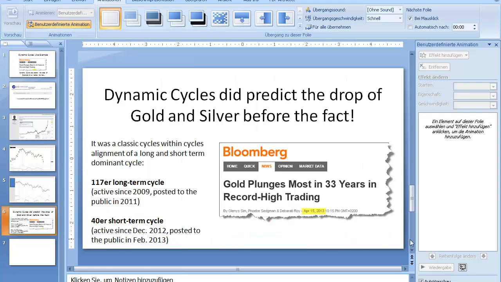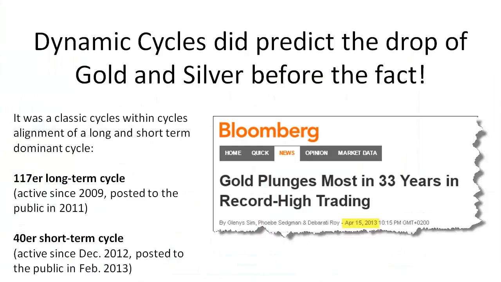So this example should give you some idea that the dynamic cycles did predict the drop of gold and silver before the fact. And it was a classic cycles within cycles alignment of a long and short-term dominant cycle. We had this long-term cycle with a length of 117, active since 2009, and this was posted to the public already in 2011. We had a short-term cycle with a length of around 40 bars or 40 days, which was active since December 2012, and this also was posted in a public forum already in February 2013.